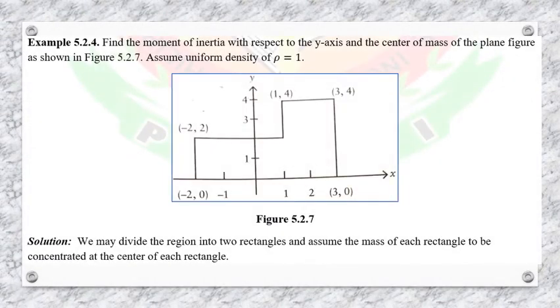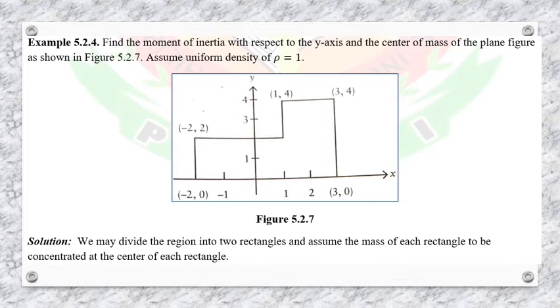For example, class, find the moment of inertia with respect to the y-axis and the center of mass of the plane region as shown in figure 5.7. Assume uniform density of rho is equal to 1. So, see for instance, ito yung given natin. And then, hahanapin natin yung center of mass nito. Given that uniform yung density nito, rho is equal to 1.